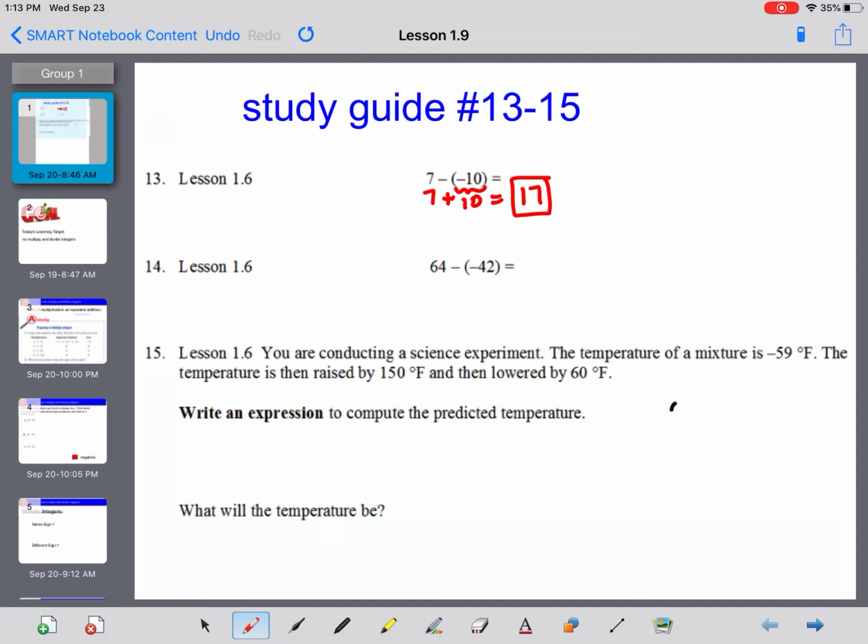The second one, 64 minus negative 42. Again, it's a subtraction problem, which is the same as adding the opposite. So the subtraction becomes adding, and we take the opposite of negative 42, which is positive 42, and we get 64 plus 42, which is 106.